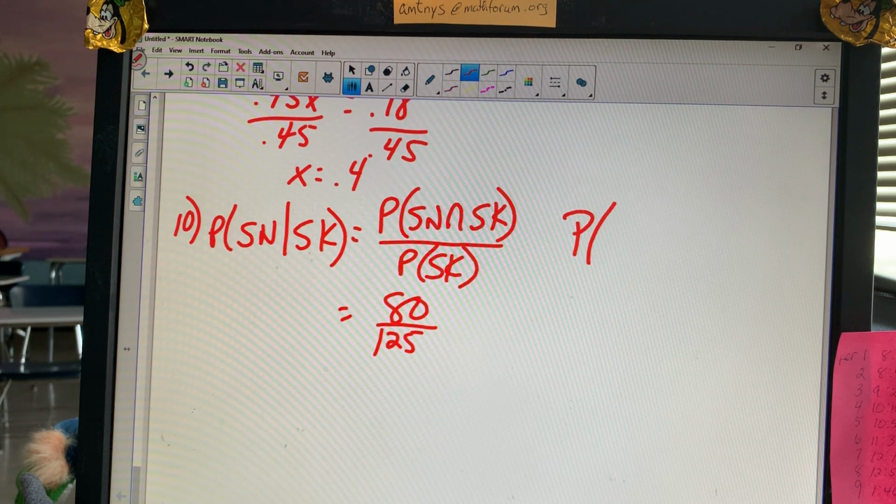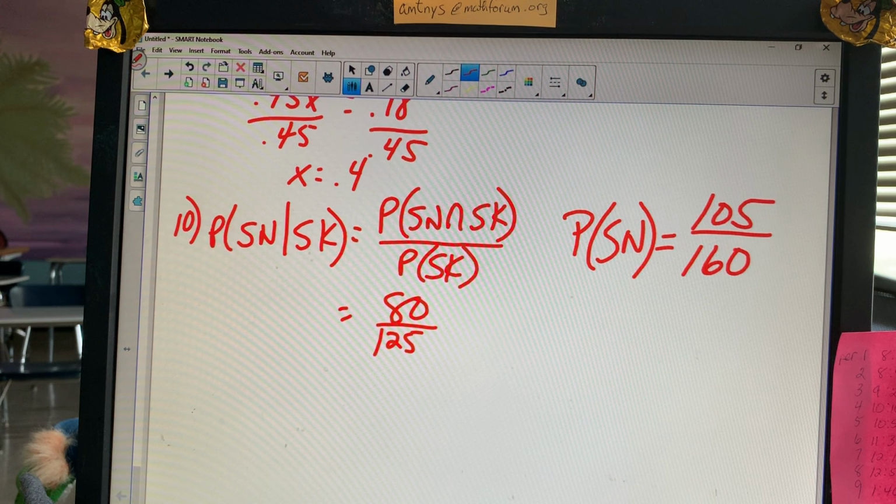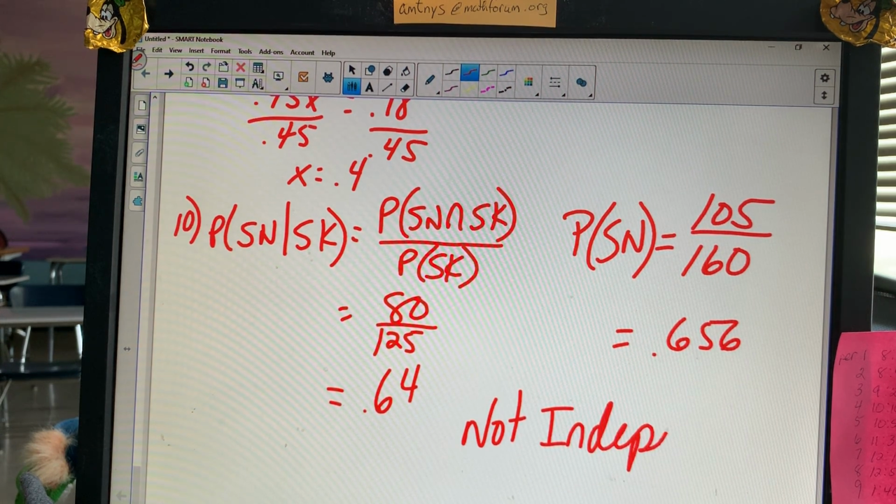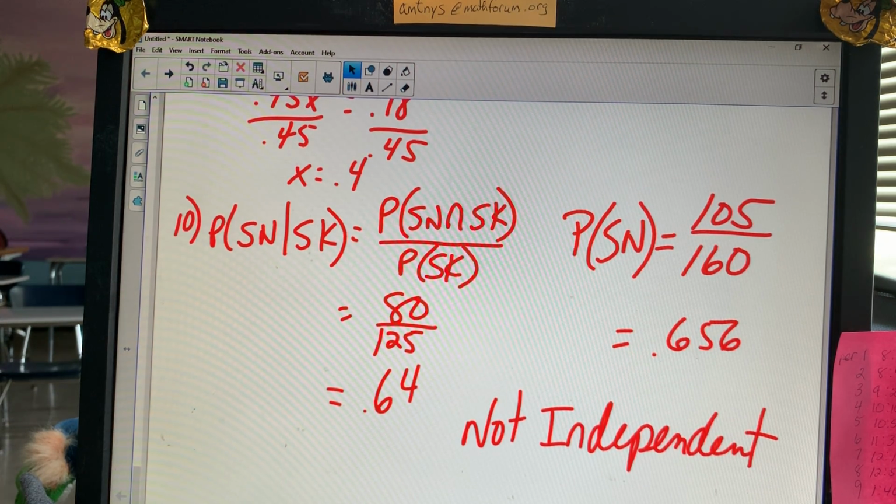I am going to compare that to the probability that we like snowmobiles. There are 105 people that like snowmobiles, there are 160 people total. Converted to a decimal, notice I went to at least 2 or 3 decimals, because if you round too soon, you can get the wrong answer. When I compare the 2 decimals, I see they are different, so they are not independent. If the decimals are not the same, they are not independent.